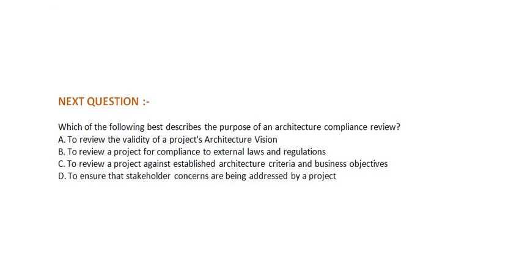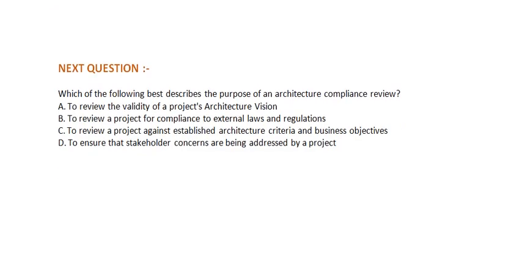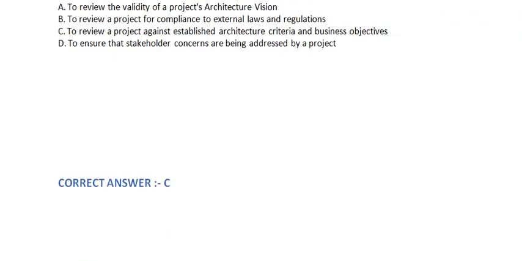Next question is, which of the following best describes the purpose of an architecture compliance review? Option A, to review the validity of a project's architecture vision. Option B, to review a project for compliance to external laws and regulations. Option C, to review a project against established architecture criteria and business objectives. And option D, to ensure that stakeholder concerns are being addressed by a project. The correct answer is option C.